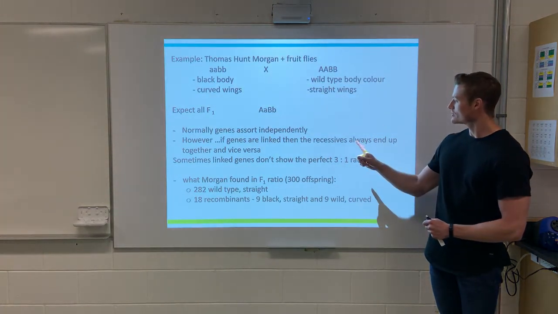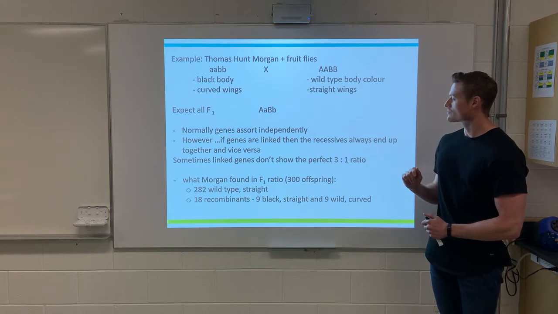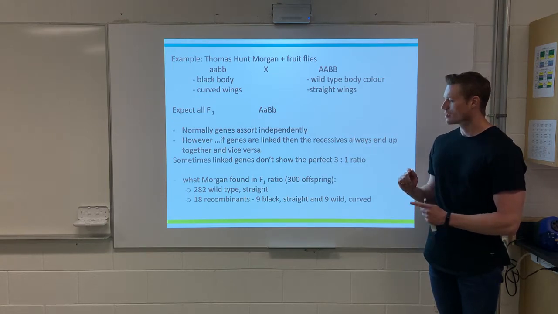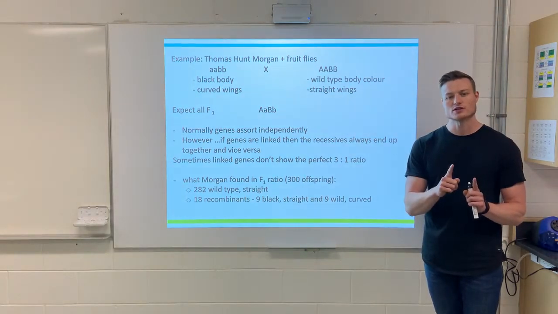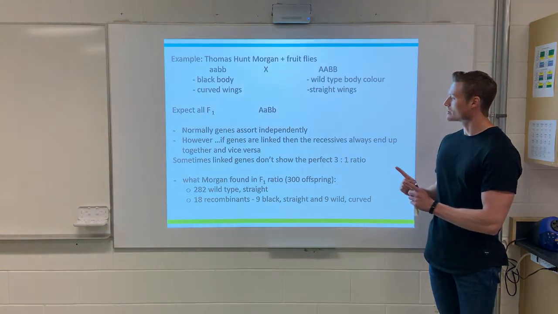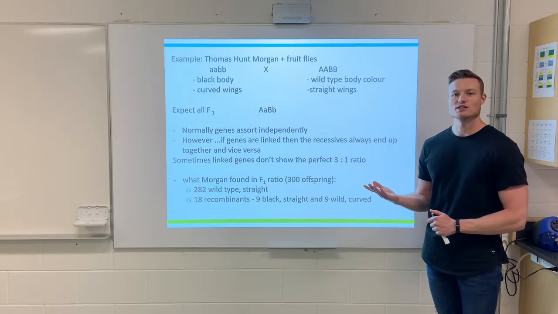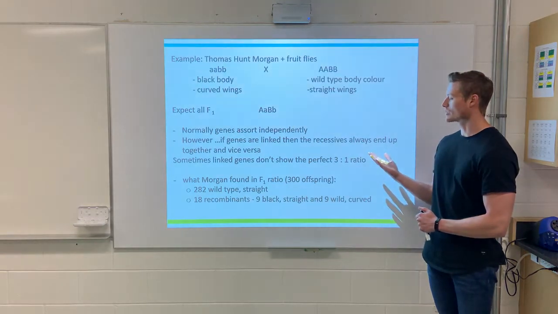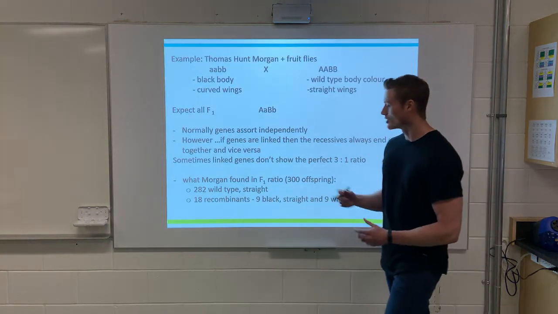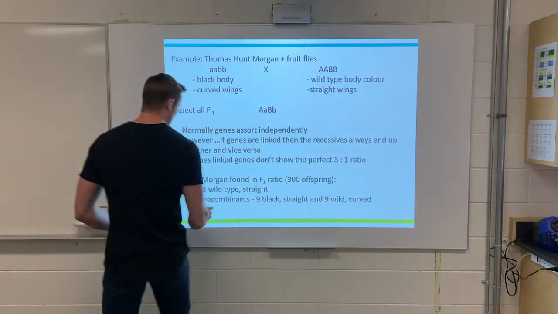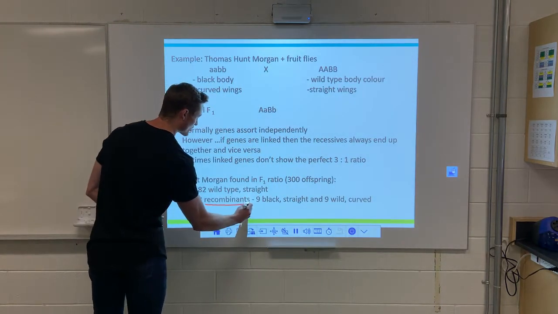However, if genes are linked and the recessives always end up together and crossing over occurs, what would happen is we might get some variations in our expected ratio. And these variations we call recombinants. So these are recombinations that occur during crossing over.